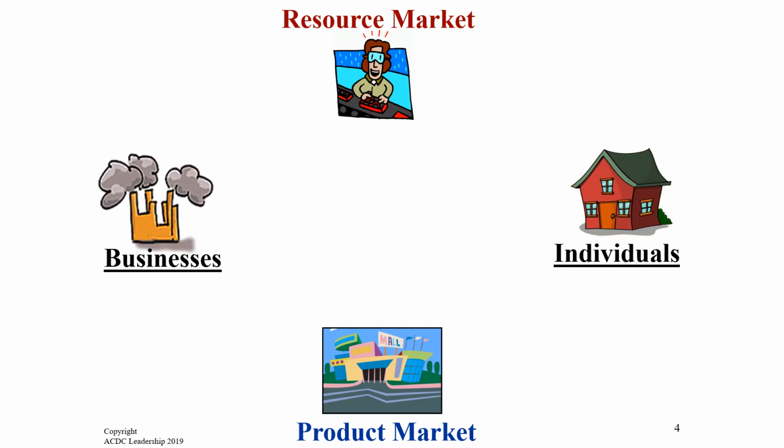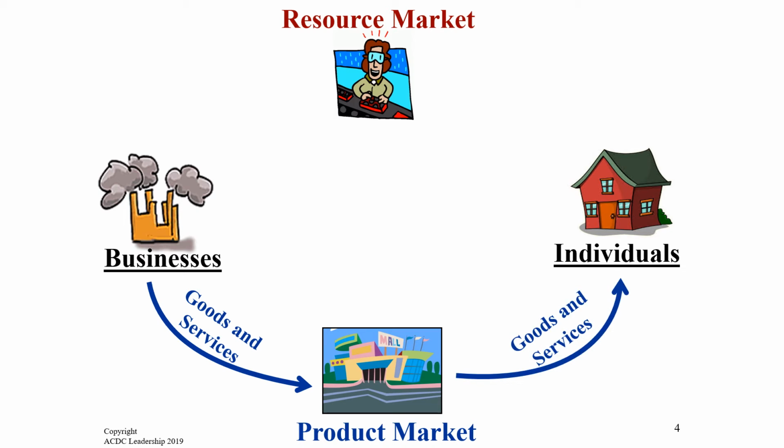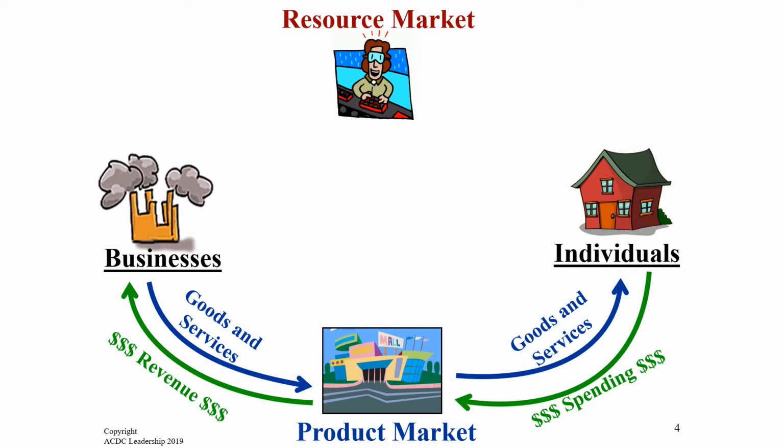So we have businesses and individuals. Businesses sell goods and services in the product market, and goods and services are purchased by individuals in the product market. You see the blue arrows moving from businesses to individuals. And where does the money go? The money is the green arrows. Individuals spend in the product market, and revenue, or profits, well, revenue is a better term, goes to the businesses. That's that end of it.